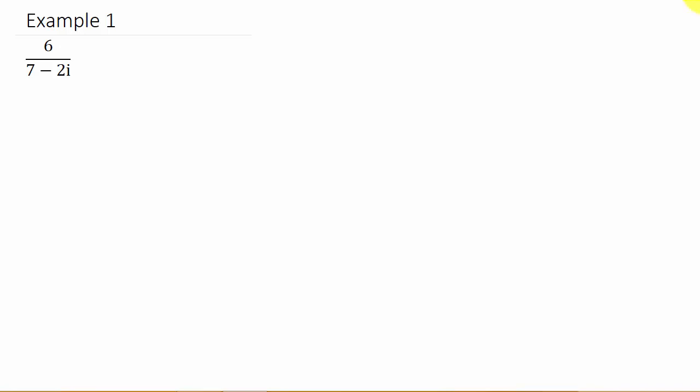Alright, so in this video, let's look at dividing complex numbers. And here we have 6 over 7 minus 2i. Now, when we're dividing complex numbers, what we want to do is get this in the form a plus bi. That's the form we want to get all of them in.